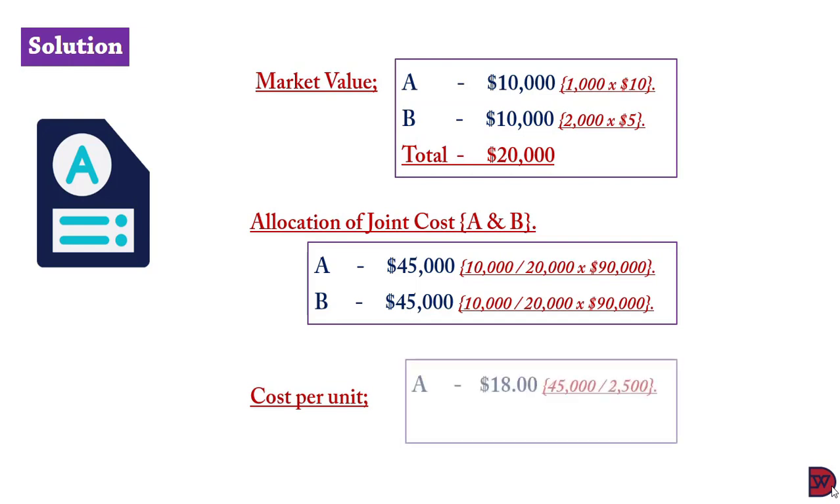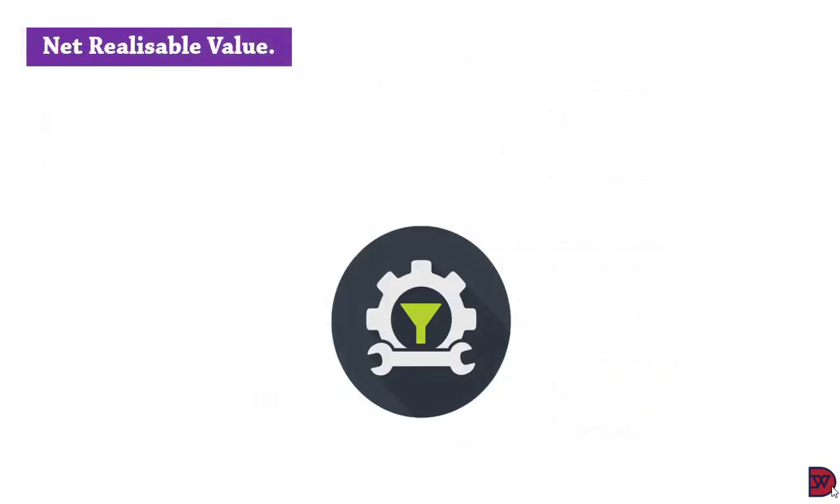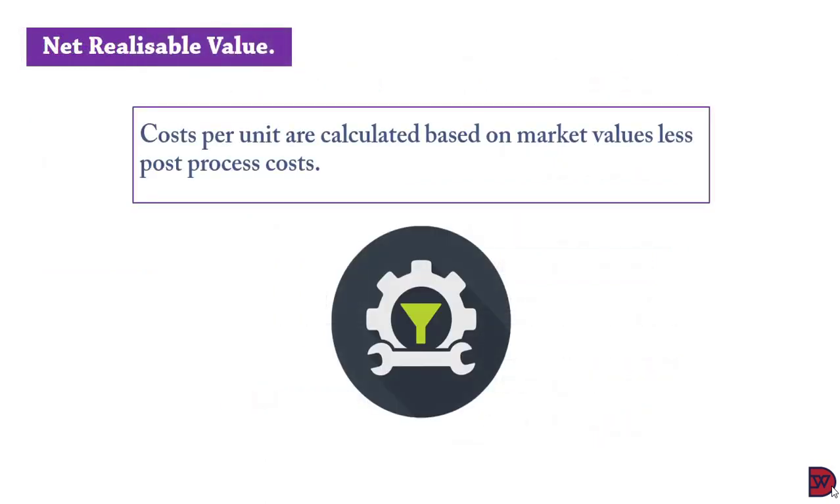So now the cost per unit for A will be $18. That is its allocated cost divided by the total production units, that is 2,500. For B will be $22.5. Its allocated cost divided by its volume of production, that is 2,000. Let's look at net realizable value. So the market value less further cost incurred after leaving the joint process is used in the apportionment.